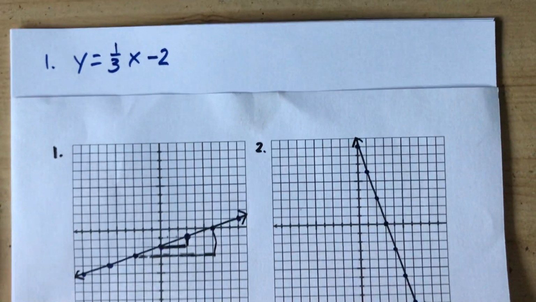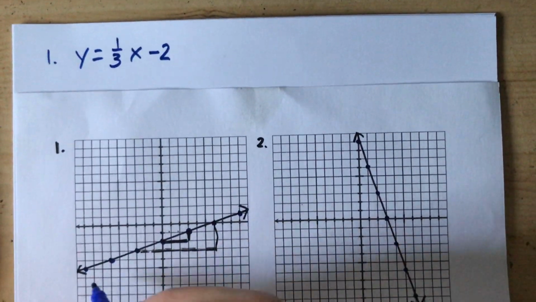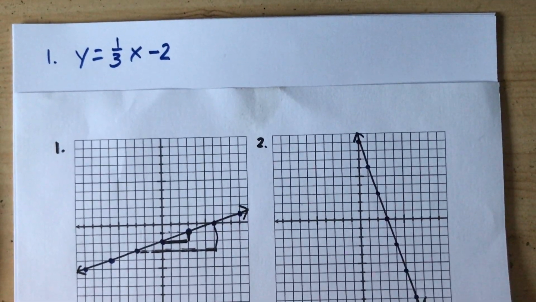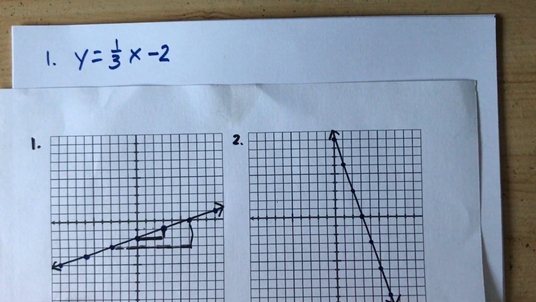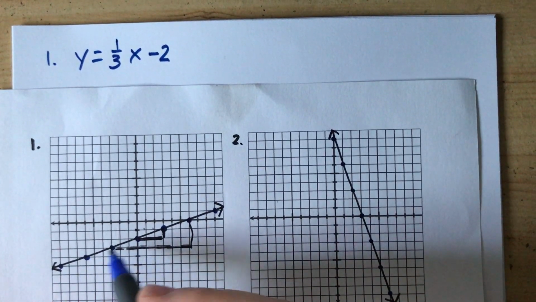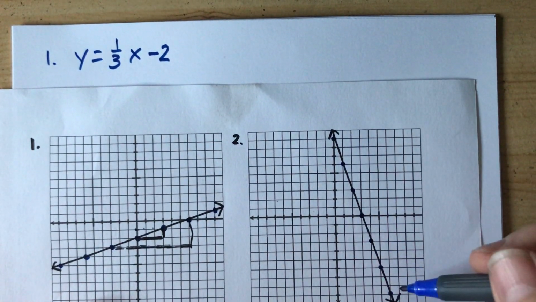Remember, fractions are the flatter lines. The flatter the line, the more likely you're looking at a fraction. The steeper the line, like number 2 here, you're looking at a whole number. Now this is a positive slope, it goes uphill. This is a negative slope, it goes downhill.